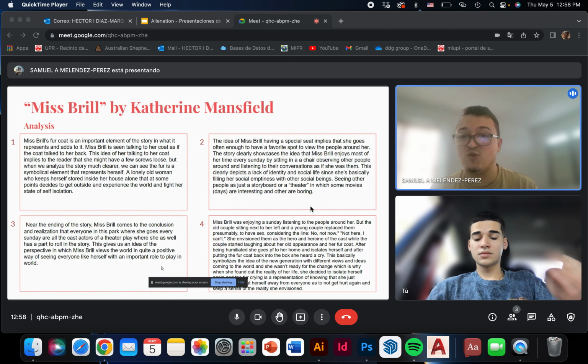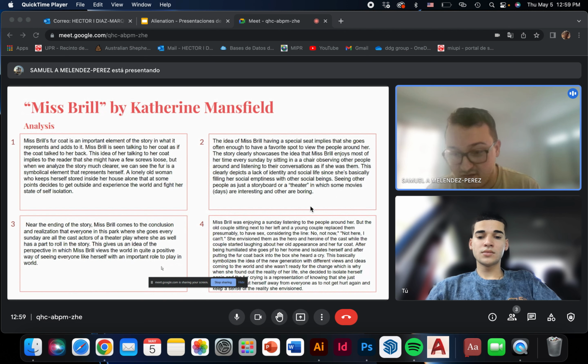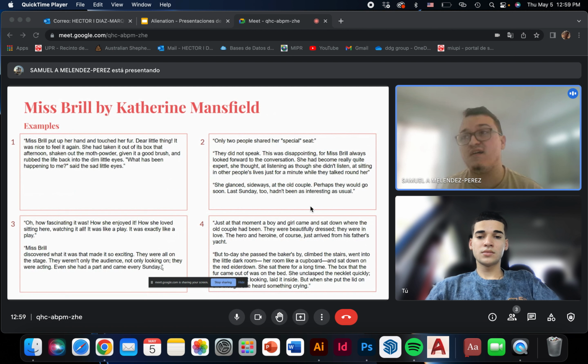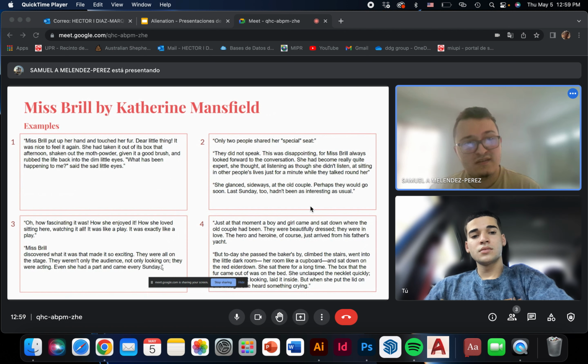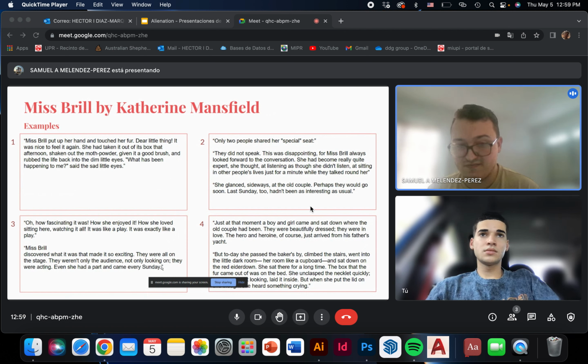And that's when she goes back to her house and encapsulates herself, because she feels she doesn't need to go out anymore. When the story says that she puts her fur back into the box and hears it crying, that's a representation of her saying that she basically doesn't have a life anymore. And now we're going to go with Héctor.